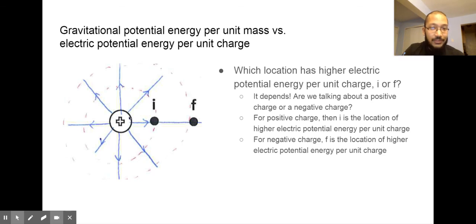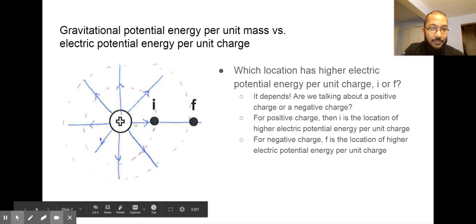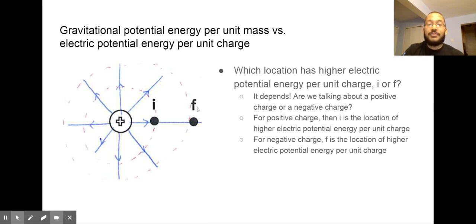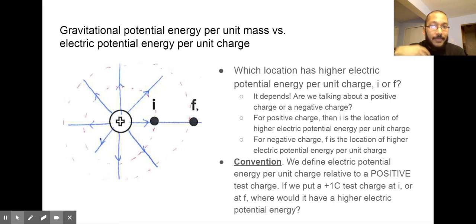So, this is an area of high potential energy for positive. This is an area of high potential energy for negative. It's similar to what we did with electric fields. We just say, forget about negative charges. Let's look at just what a positive test charge would experience. So because this area would have higher potential energy per unit charge, it would have higher electric potential energy at I versus at F, we say that this is an area of high electric potential energy per unit charge. We just forget about the negatives.